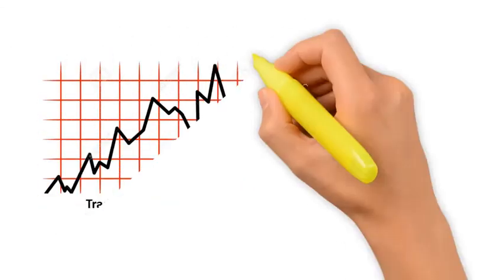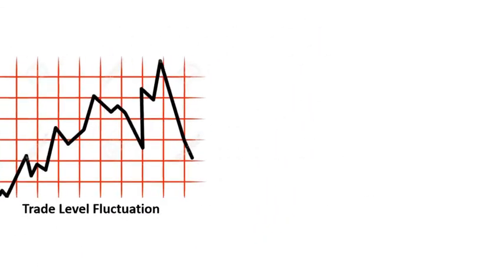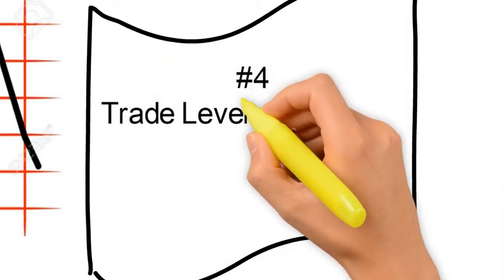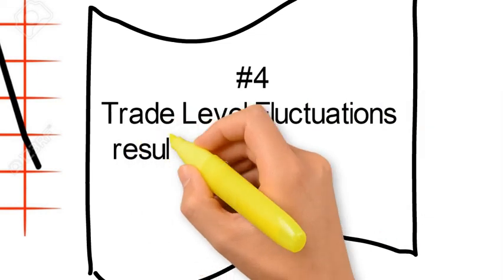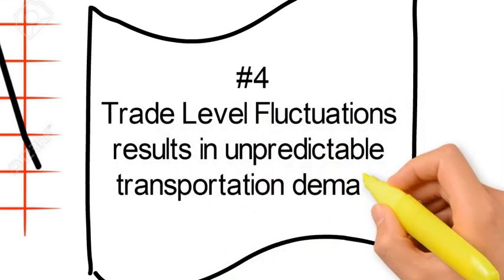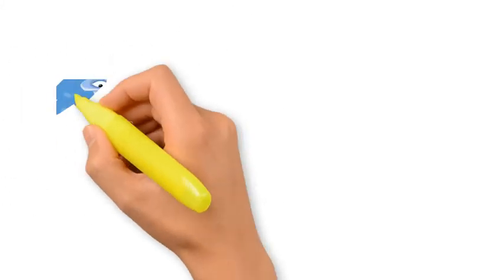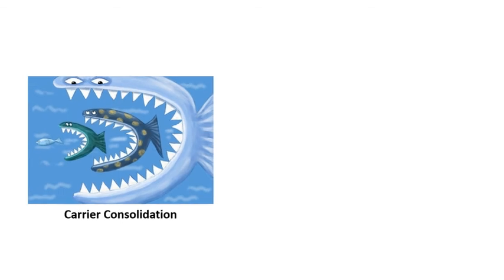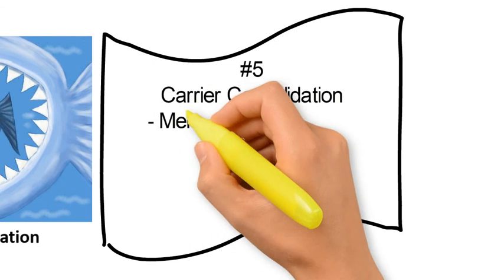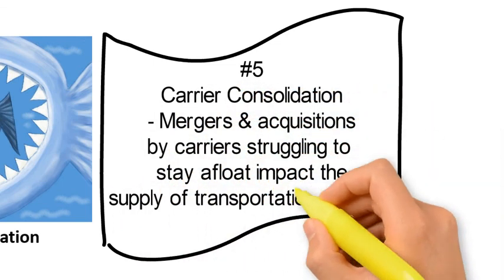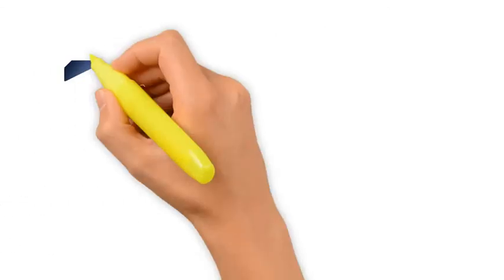Overall, the only constant has been change. The continuously evolving political, economic, and environmental landscape leads to constant trade level fluctuations and has resulted in sometimes unpredictable transportation demand. As carriers struggle to remain competitive and keep their businesses afloat in the ever-changing environment, one trend that has emerged is that of mergers and acquisitions. When this happens, the supply of transportation services and the dynamics within the industry change.